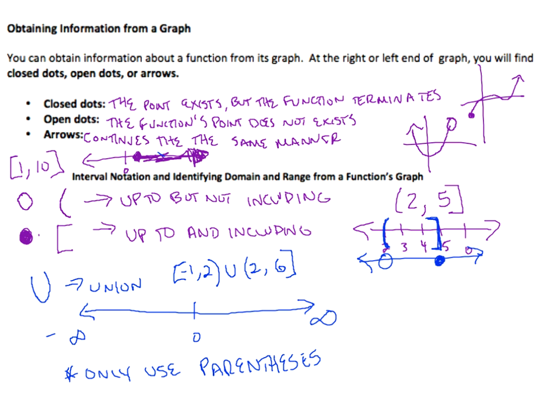So I told you with linear functions, y equals 3x minus 2, the domain is any real number you want. You can choose any real number you want, multiply it by 3 and subtract 2, and you'll end up with a real number. So the domain for this function is negative infinity to positive infinity.